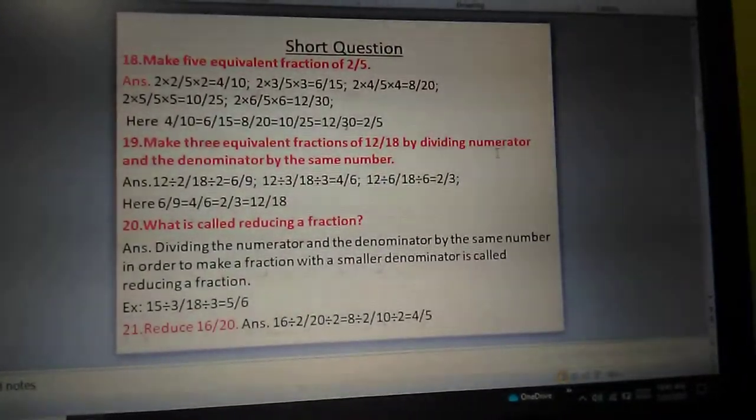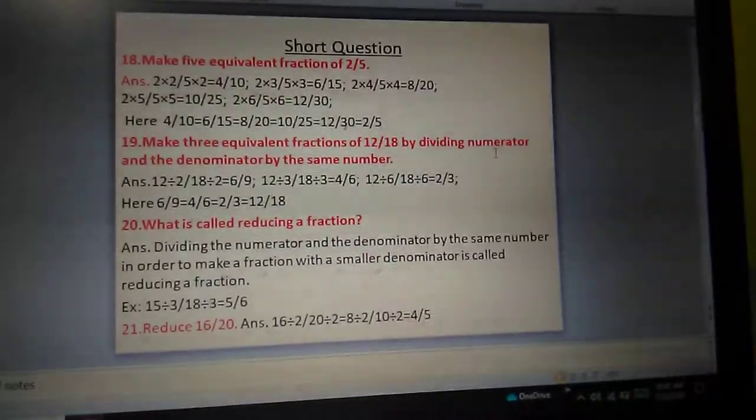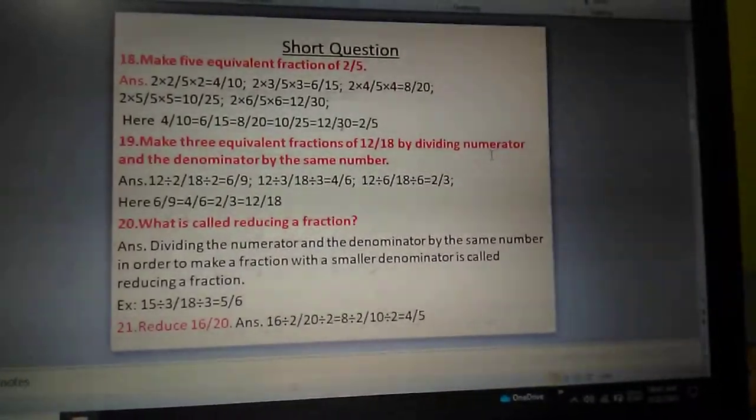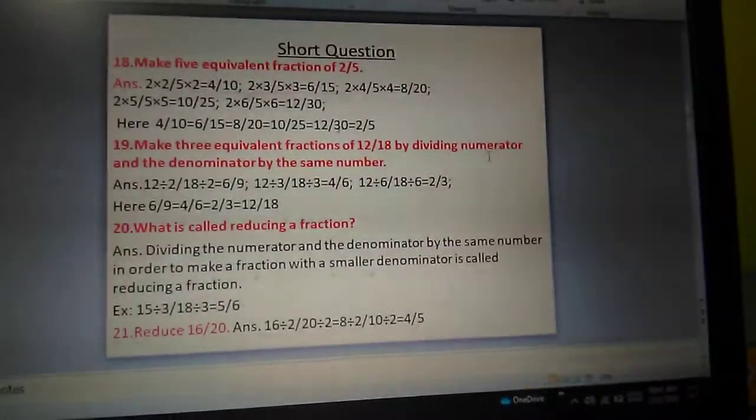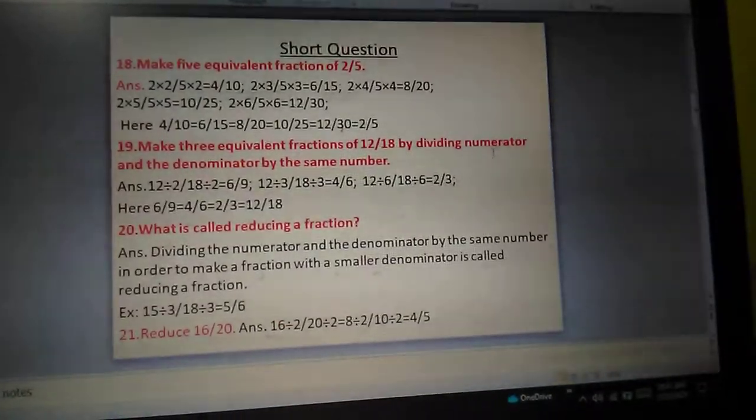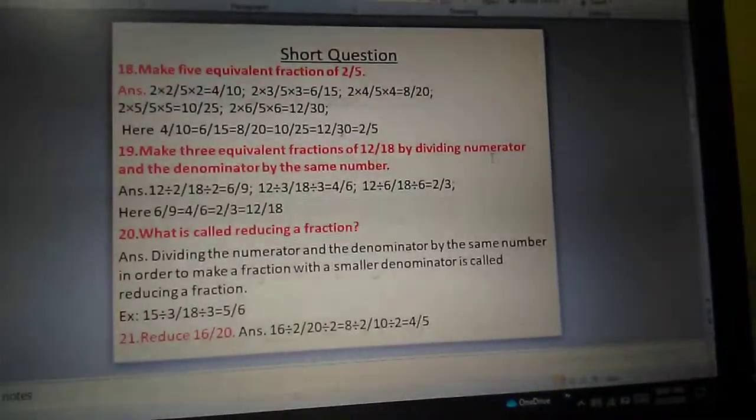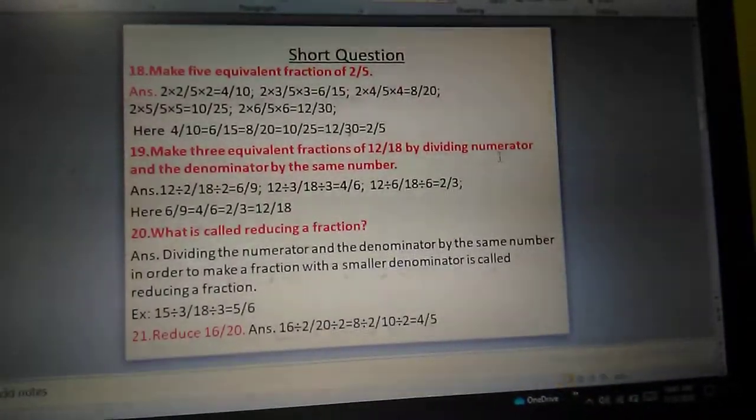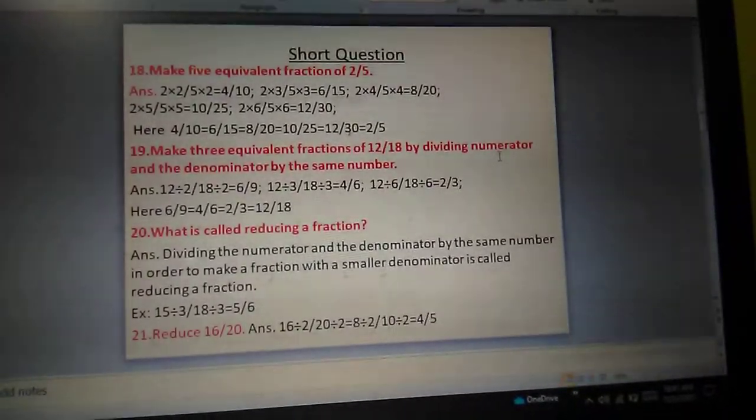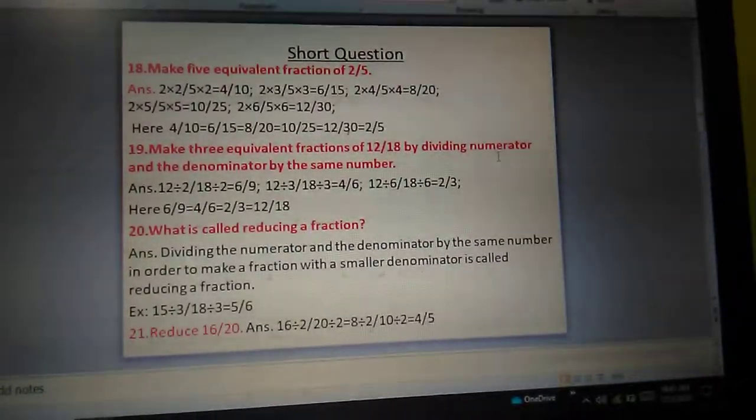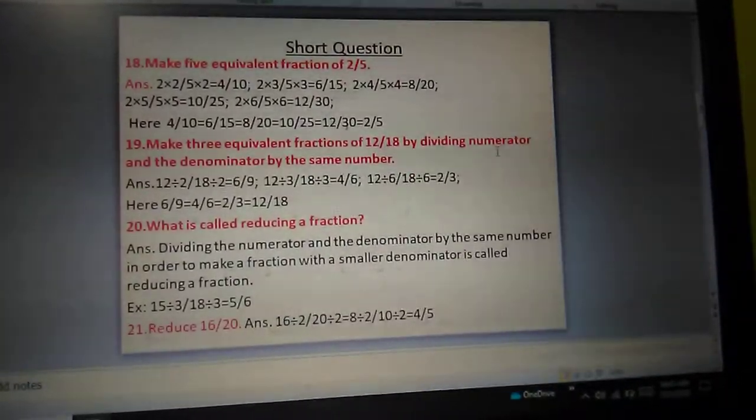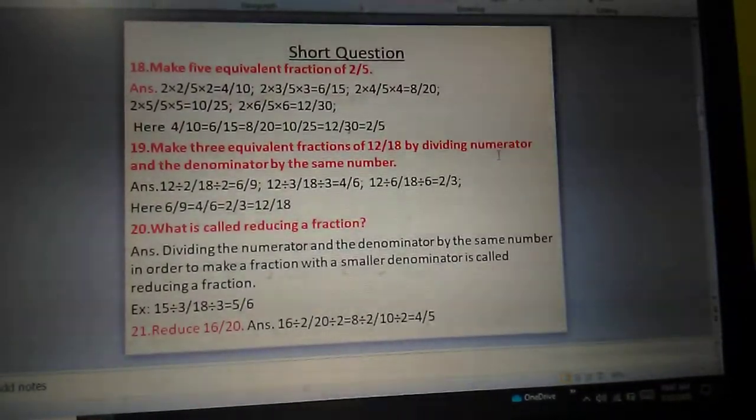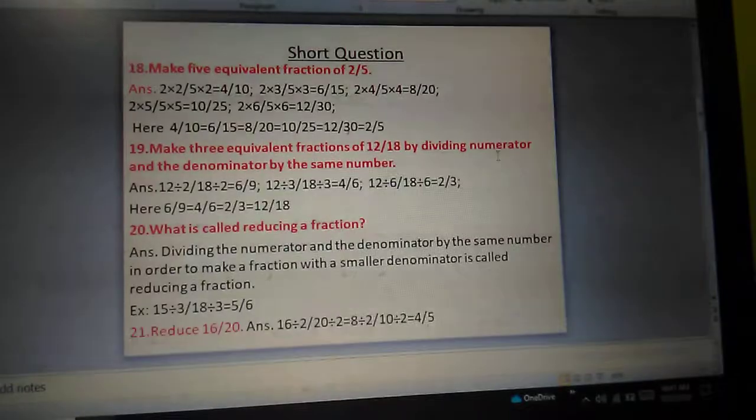Make 5 equivalent fractions of 2 by 5. We already told how to get the equivalent fraction. If the fraction is divisible, then you can divide the numerator and the denominator by the same number. If it is not divisible, then you multiply the numerator and the denominator by the same number. In that way you will get the equivalent fraction.